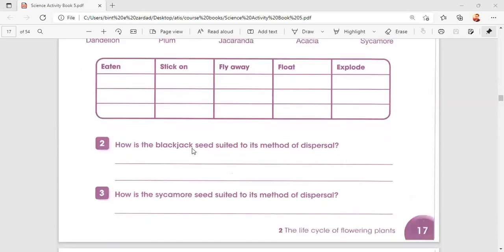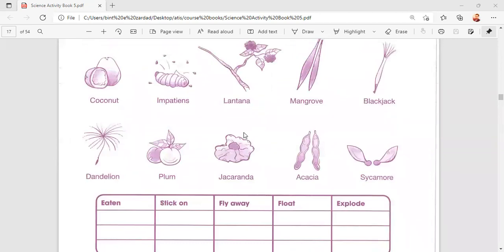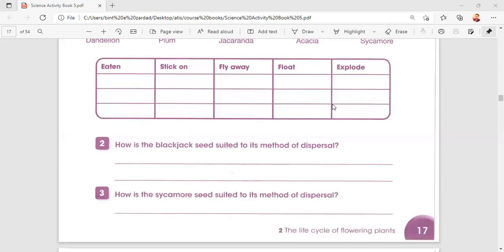How is the blackjack seed suited to its method of dispersal? The blackjack seed has little spikes, you can see here, with hooks to stick into the animal fur or people's clothes, shoes, socks. Like this, blackjack spreads out its seed, or disperses, with the help of an animal's body.